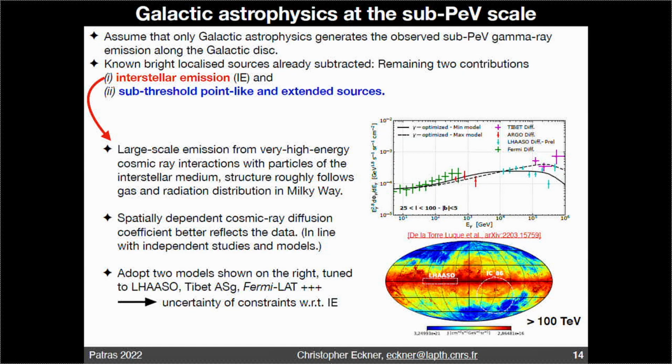For the interstellar emission, we use a recent model shown here, for example, above 100 TeV along the galactic plane, so it's quite diffuse.